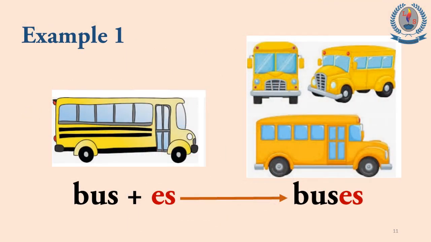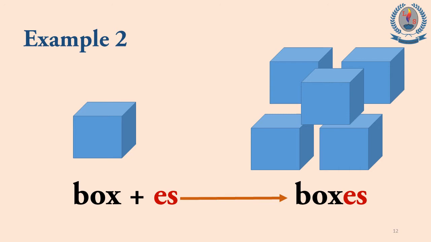Example number 1. Here, bus is the singular noun. The word bus ends in letter S. So, when you add es to the singular noun bus, you can form the plural noun buses. Example number 2. Here, box is the singular noun. The word box ends in letter X. So, when you add es to the singular noun box, you can form the plural noun boxes.